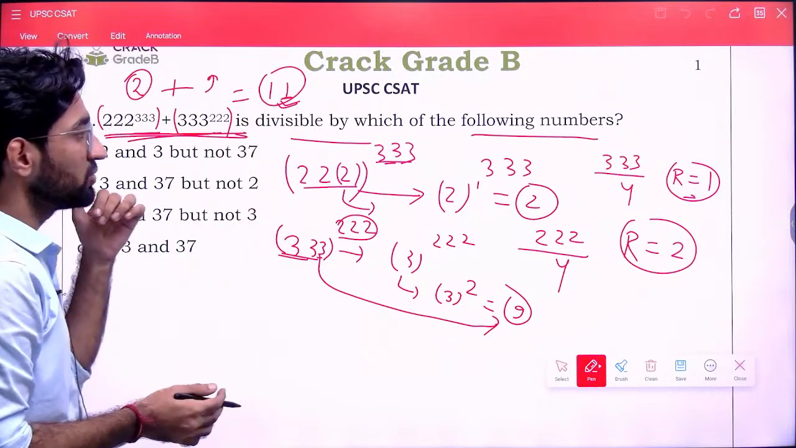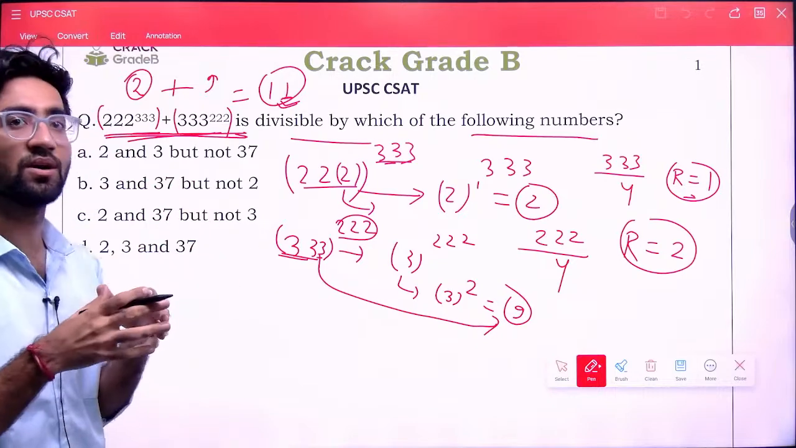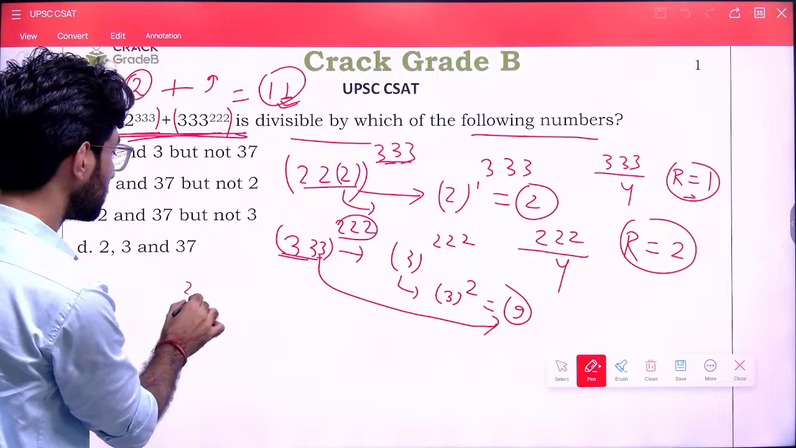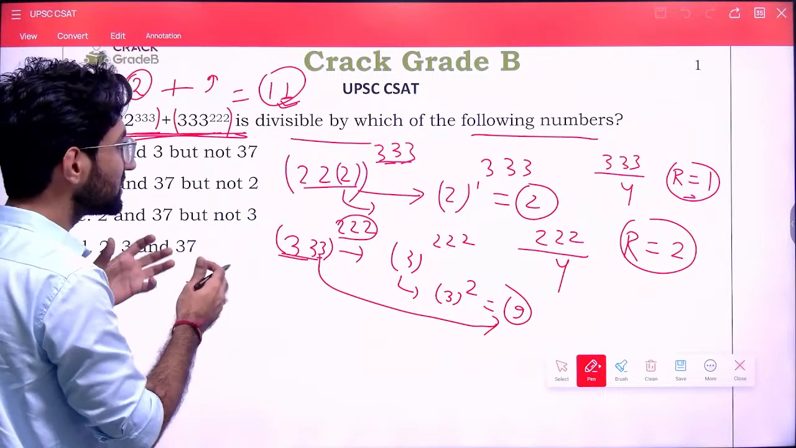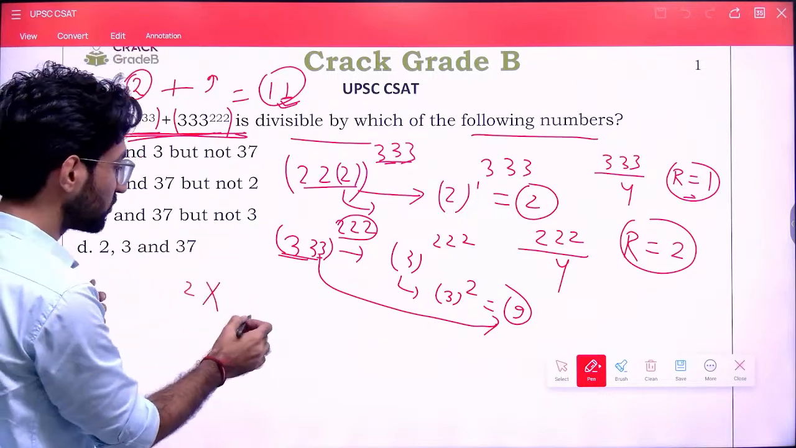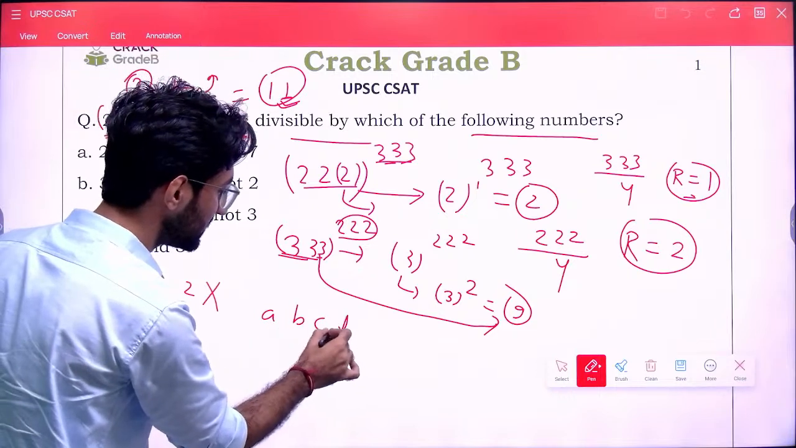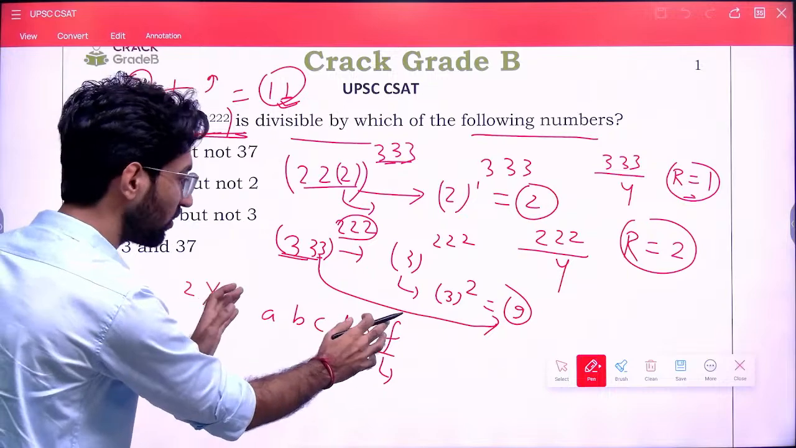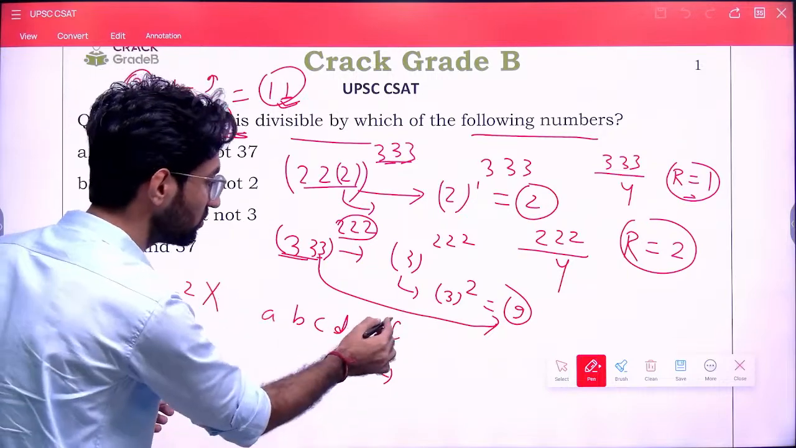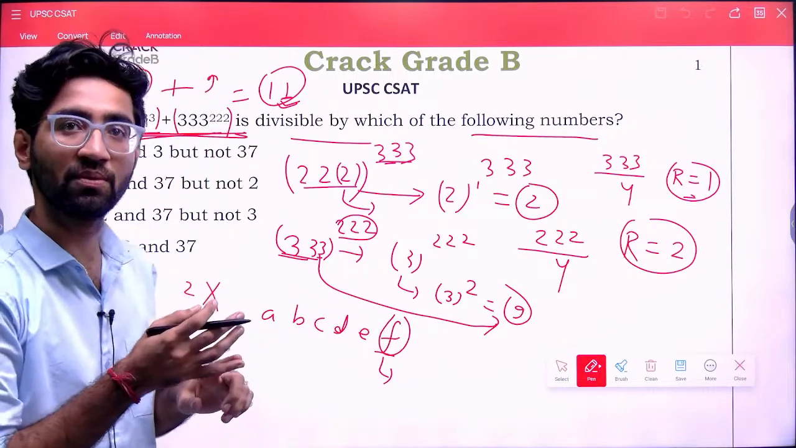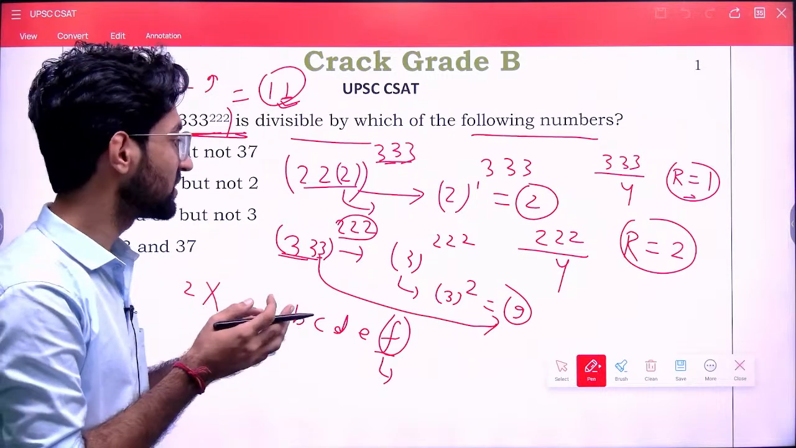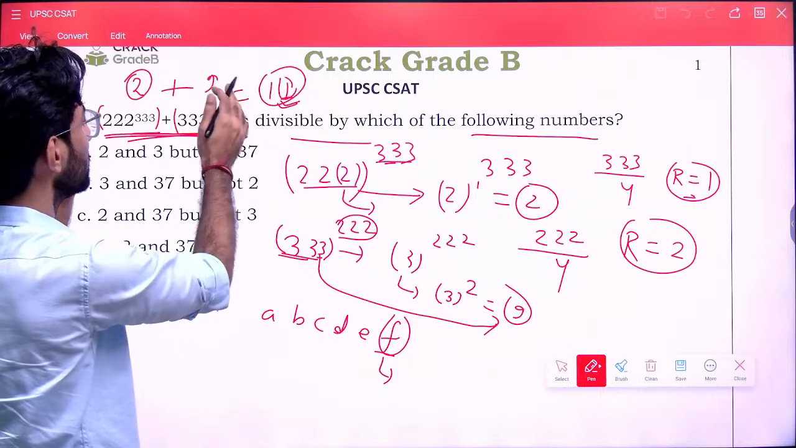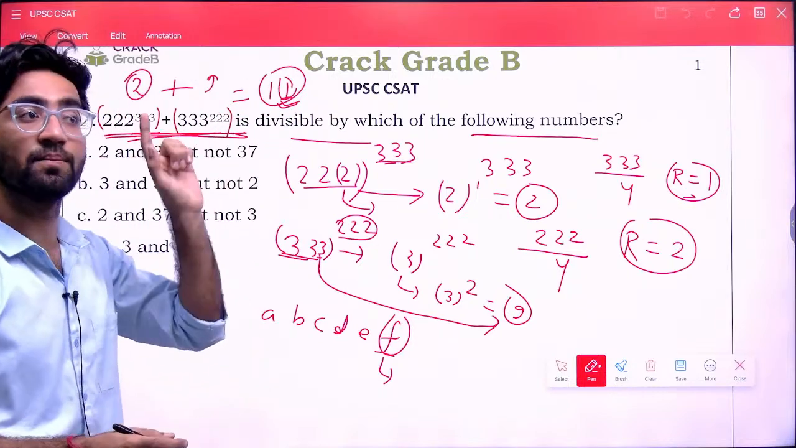Do you know that if the unit digit of a given number is 1, then that number is not divisible by 2? So what is the divisibility rule of 2? Suppose there is a number ABCDEF, and F is the unit digit of this number. Then F has to be either 0, 2, 4, 6 or 8. In this case, the unit digit of the given number is 1, means this number is not divisible by 2, right?